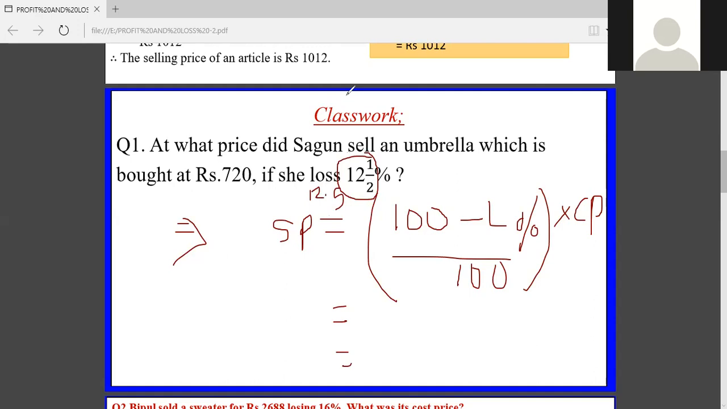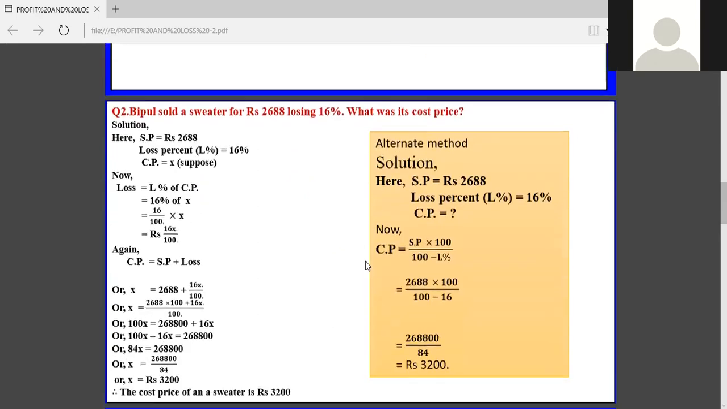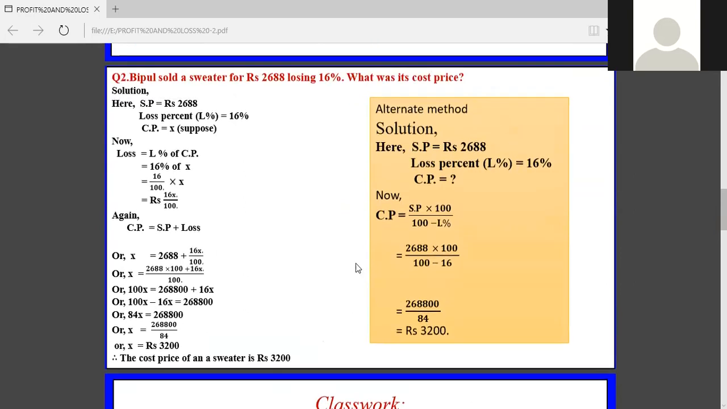Okay, Celine. Solve this one. It was yesterday's work. And now look here, this one also. See there. This left side one we have learned in lower classes. Now I have taught you this alternate method. SP is given there, loss percent is given there, asking to find CP. CP equals SP into 100 by 100 minus loss percent. If you calculate this, then you will get 3200.